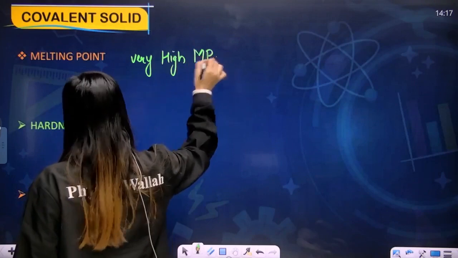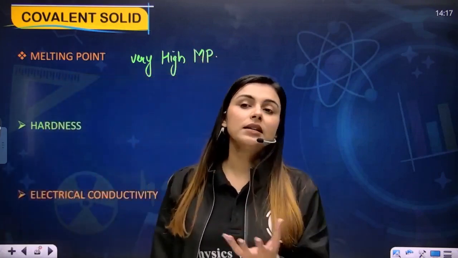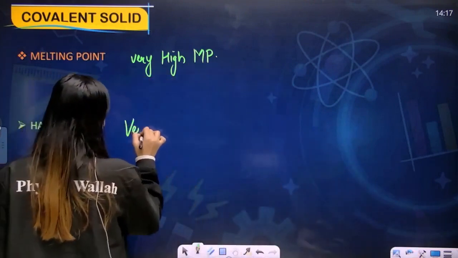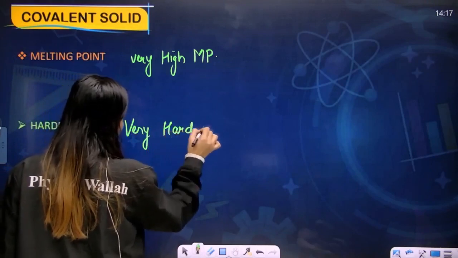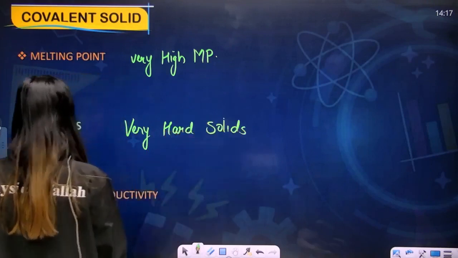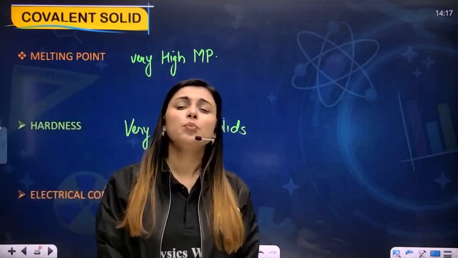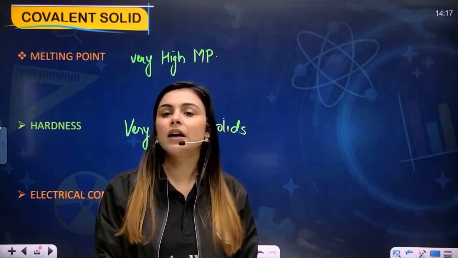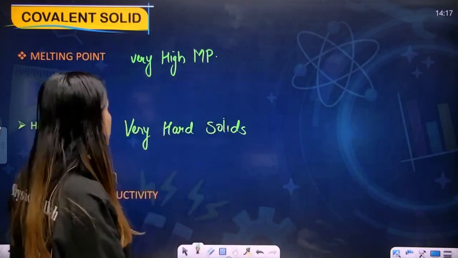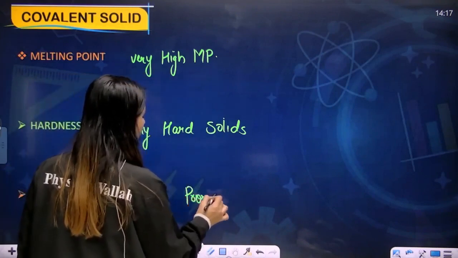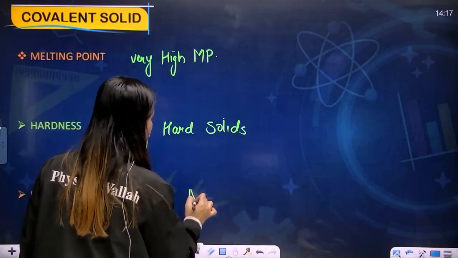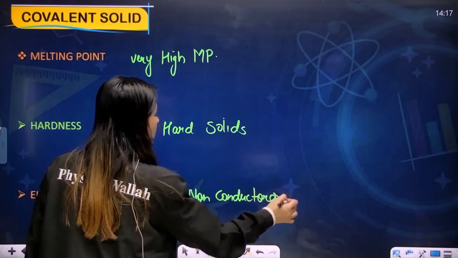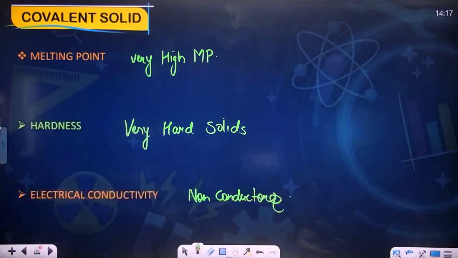Next is hardness, my dear students. We know that diamond is the hardest solid we know. So we can say these are very hard solids. Let's talk about the electrical conductivity. These are poor conductors of electricity because all the electrons are bonded and there are no free electrons present. So poor conductors, or you could say non-conductors. Pause the video and write it down.